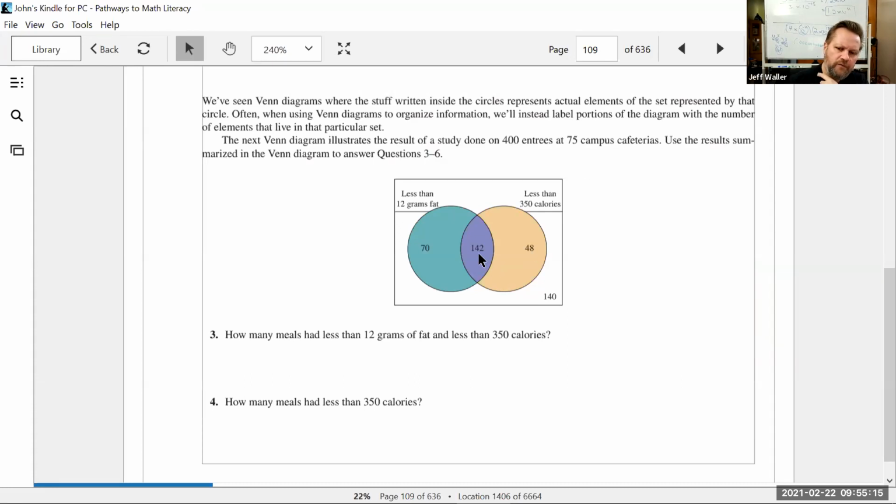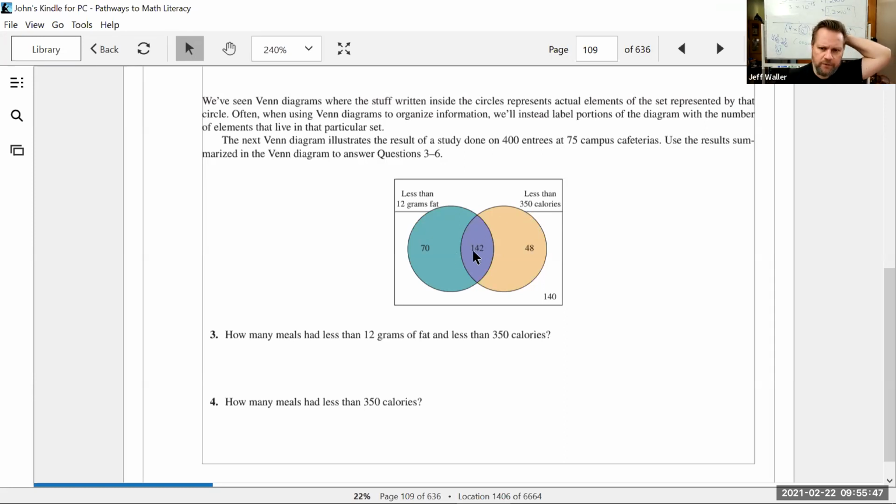What does the 142 represent? The meals that were what? What do you guys think? What does this circle right here represent? Less than 12 grams of fat. Yes. So these are the foods that had less than 12 grams of fat. What's in this circle here? Less than 350 calories. Good. So they're the foods that had less than 350 calories.